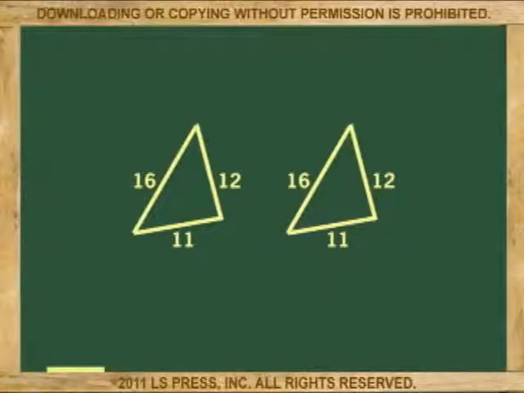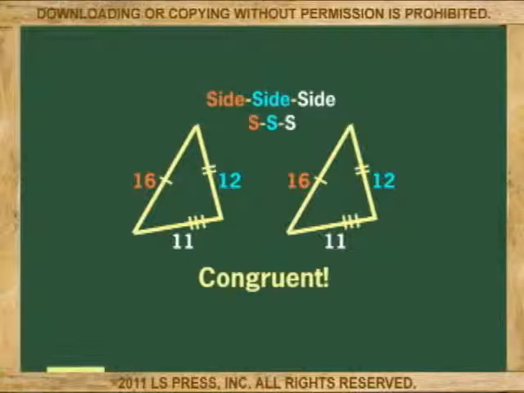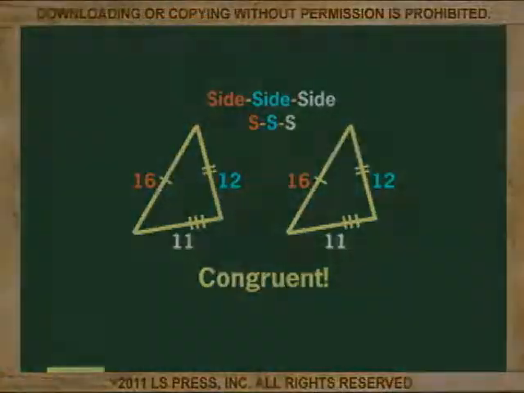1. If we determine that the corresponding three sides are equal, without even looking at the size of the angles, then we can say that the triangles are congruent because of side, side, side, or SSS for short.